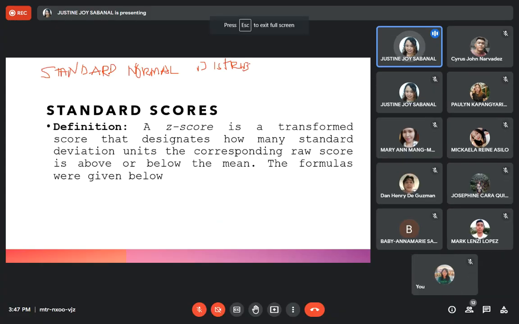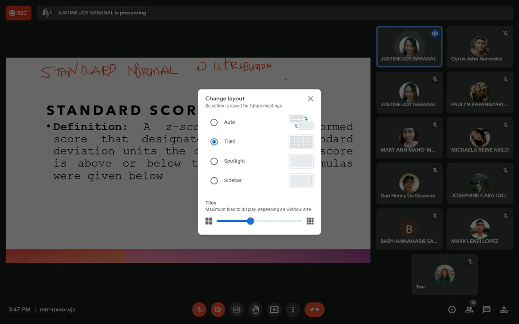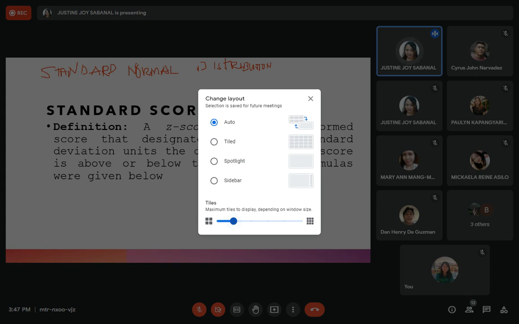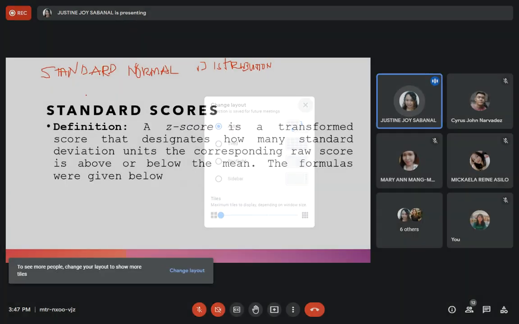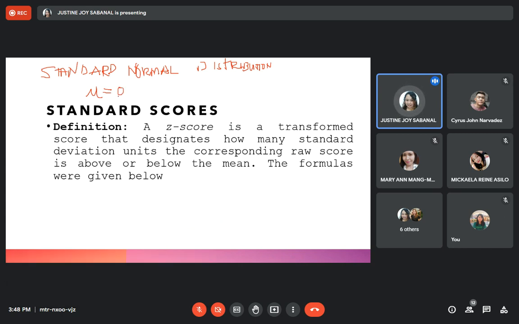Kasi yung general normal distribution, walang specific value for the mean. So, it really depends on the data gathered. But in the aspect of standard normal distribution, kahit anong data po yung mag-gather natin, ang assumption natin about the mean is that it is equivalent to 0 and the standard deviation is equivalent to 1.